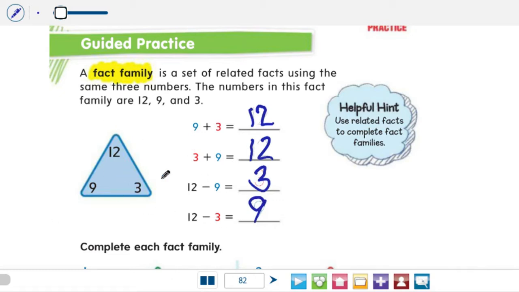just to make sure that we're using all of those. You might notice that as we were working on these, I didn't use 9 2 times. I never used 3 2 times. I didn't use 12 2 times. We use each number just 1 time, but we can use all those numbers to make all these facts. They are all in the same fact family.